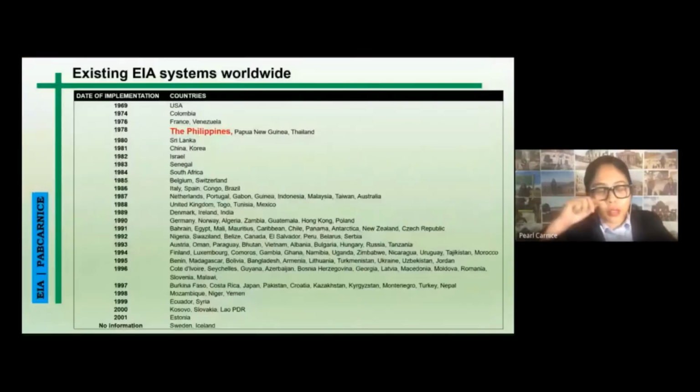So, for example, the first country that actually implemented. All right, so as you can see on the table, it's actually the United States of America that first established or implemented EIA system. They started in 1969, followed by a few countries, and then followed by us, the Philippines, which started our EIA system in 1978, and that's actually only a 9-year difference between the US and the Philippines.